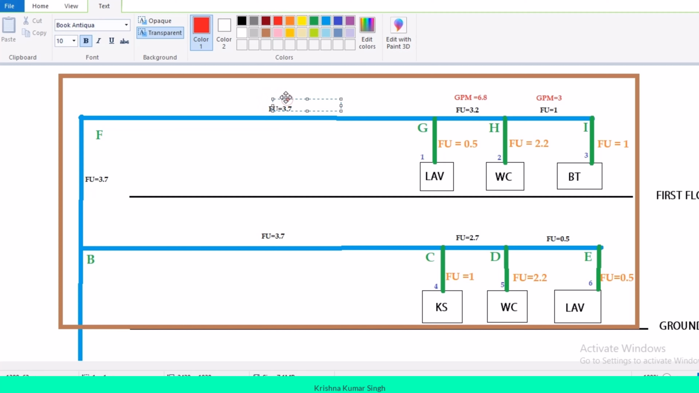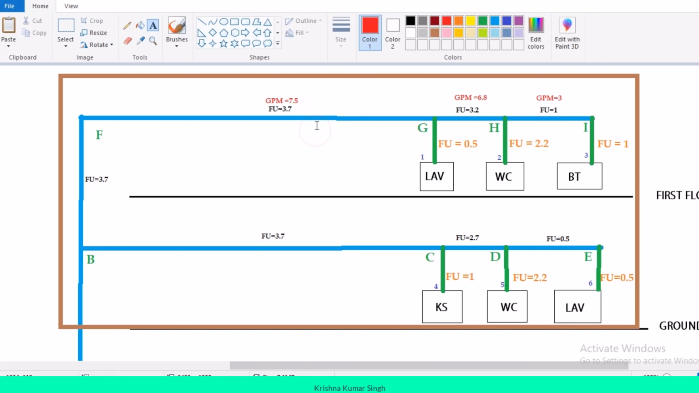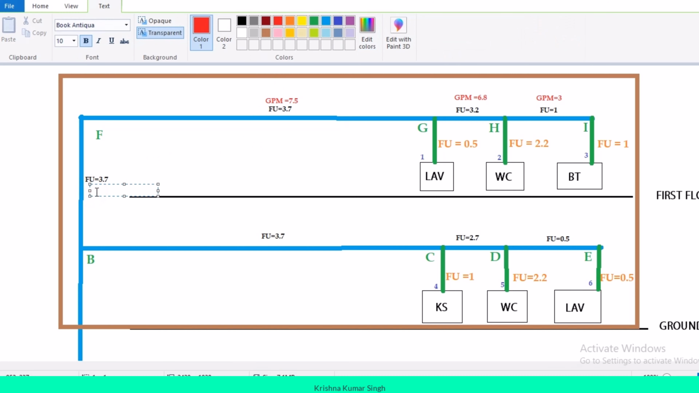Write it down over here. GPM equals 7.5. You can round off to one decimal place, 7.5. So this is how interpolation will help you to find the in-between value. Okay, this is also 3.7, GPM equals 7.5.